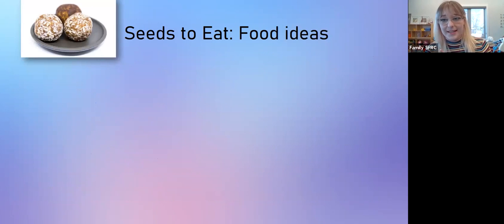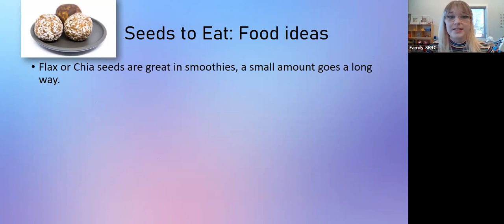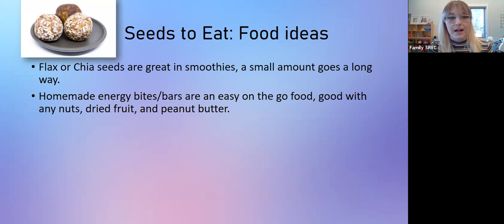Some food ideas for seeds. Flax or chia seeds are great in smoothies, and a small amount goes a long way. Like we said before, they are super nutrient rich. Homemade energy bites and bars are an easy on-the-go food, good with any fruits, dried fruit, and peanut butter. I will include a recipe for that in the description.